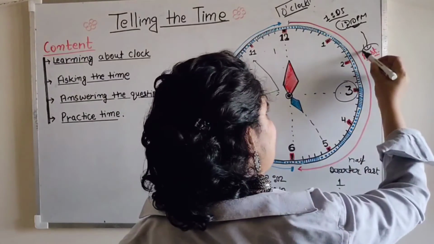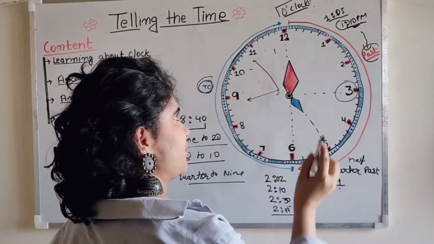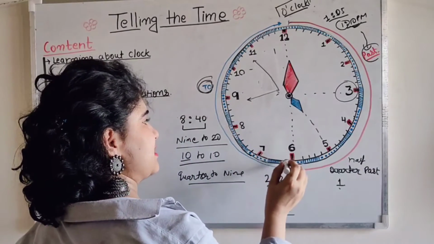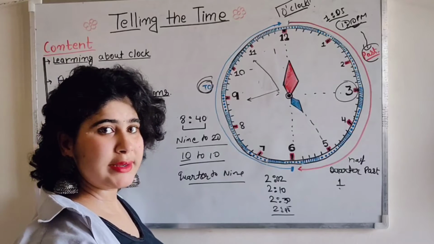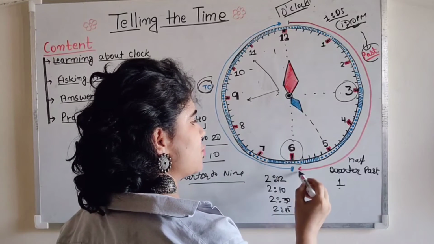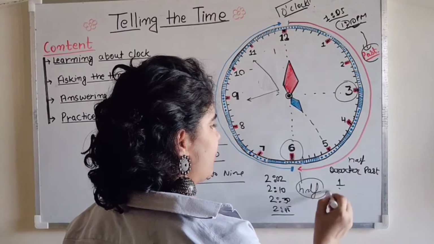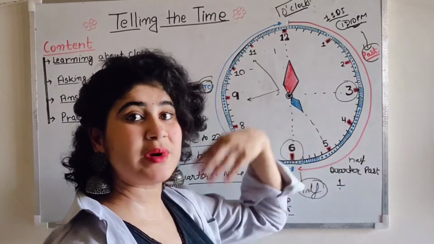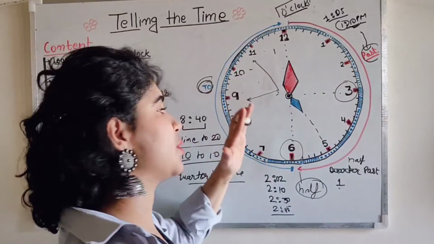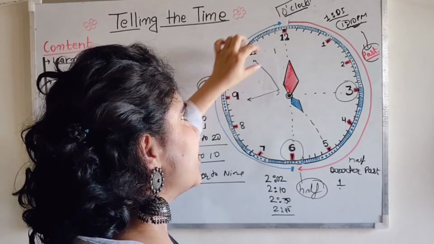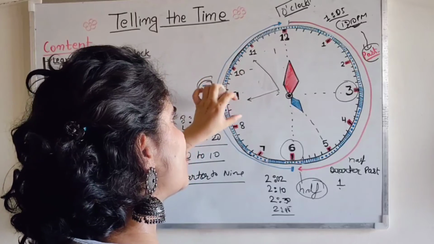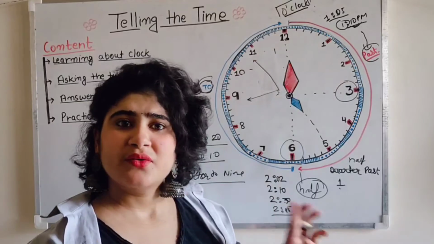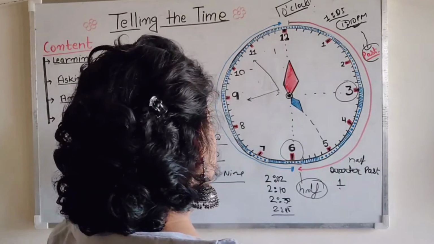We just need to be very mindful about past and to. Past is always used from 12 to 6 and to is always used from 6 to 12. Alright. And always for 6 we use half. Okay. For example, half past 6, half past 5, half past 4, 3, 2, 1 and so on. And here quarter to 12, quarter to 11, quarter to 10, quarter to 9, 8, 7, quarter to 2, quarter to 1 we will use. Alright. So this concept is clear.